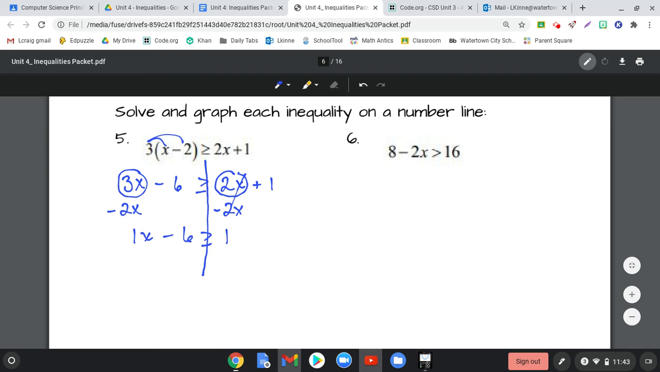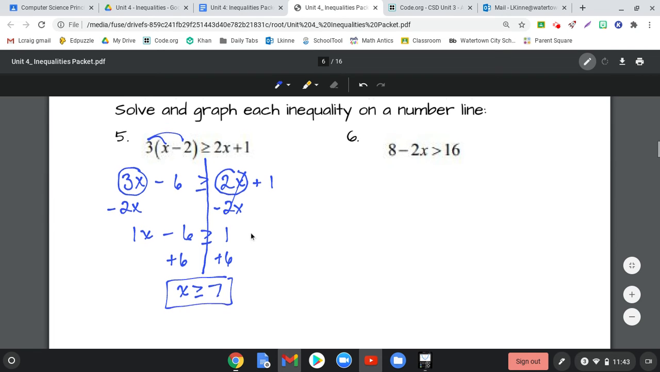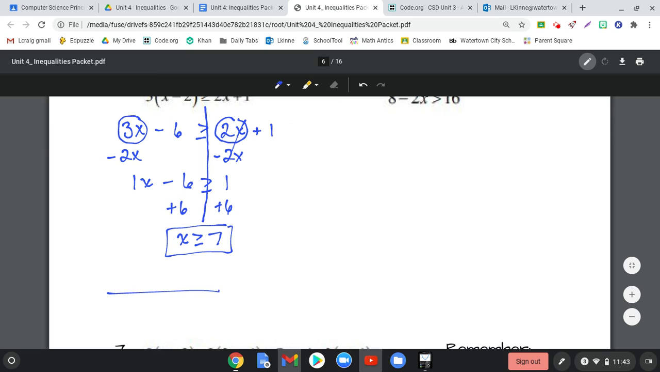Now I have to add 6 to get rid of that minus 6. So 1x, or just x, is greater than or equal to 7, and you're done. So on a number line, 7 would go in the middle. Zoom in, 6, 7, 8.